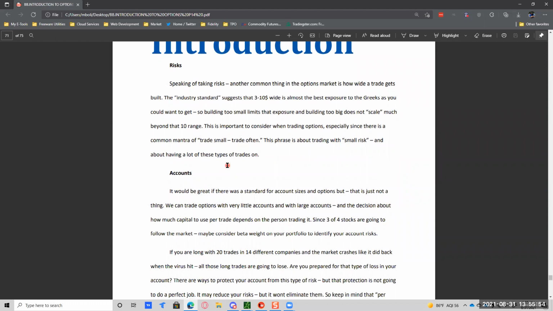So speaking of risk, there's a common phrase in the market: trade small, trade often. This gets kind of twisted around. They're not implying that every trade you put on should be in small width. They're implying that your risk should be small. Now that can get kind of arbitrary, because if you've got a $100,000 account and I've got a $1,000 account, what you think is small and what I think is small are going to be completely different.